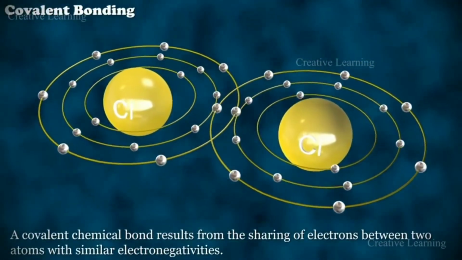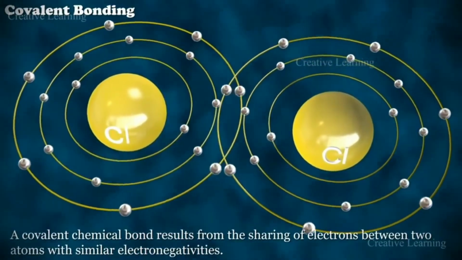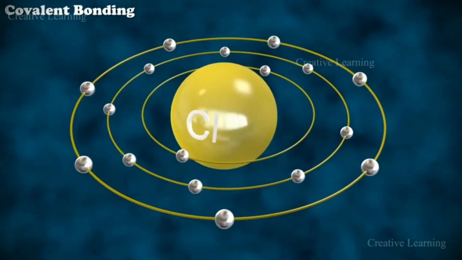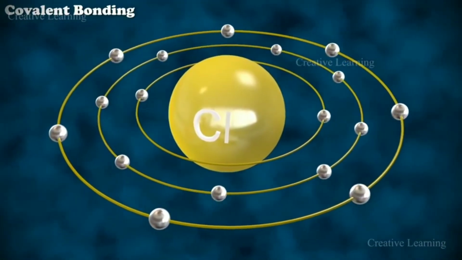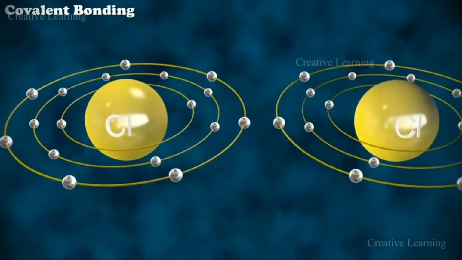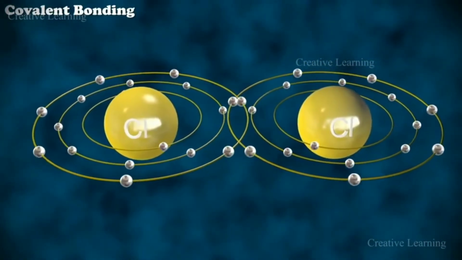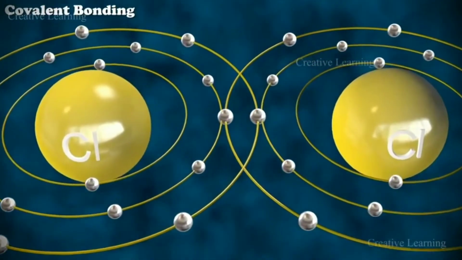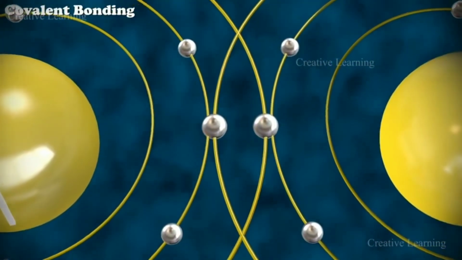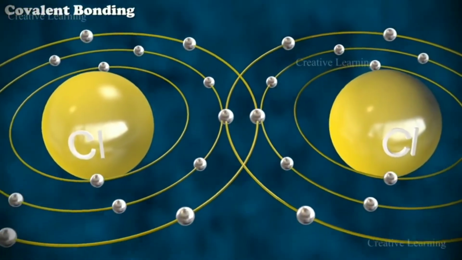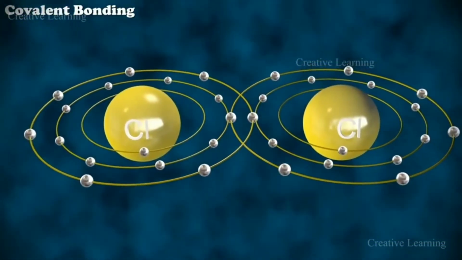Covalent bonding. A covalent chemical bond results from the sharing of electrons between two atoms with similar electronegativities. The electronic configuration of a chlorine atom is one electron short of the argon configuration. The formation of the chlorine molecule can be understood in terms of the sharing of a pair of electrons between the two chlorine atoms, each chlorine atom contributing one electron to the shared pair. In the process, both chlorine atoms attain the outer shell octet of the nearest noble gas, that is argon.